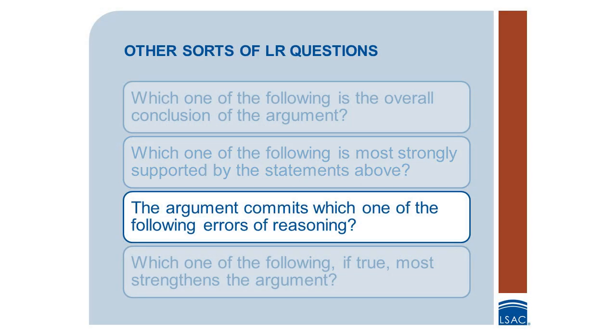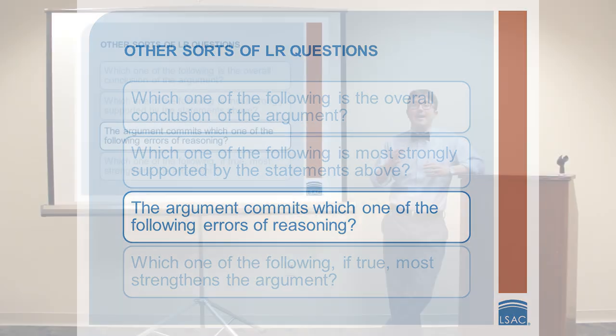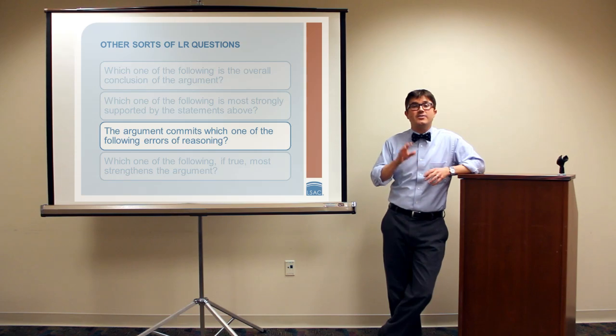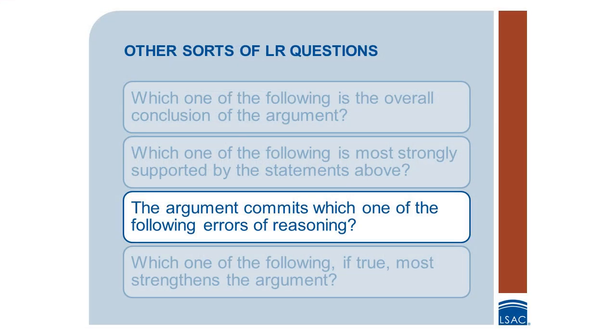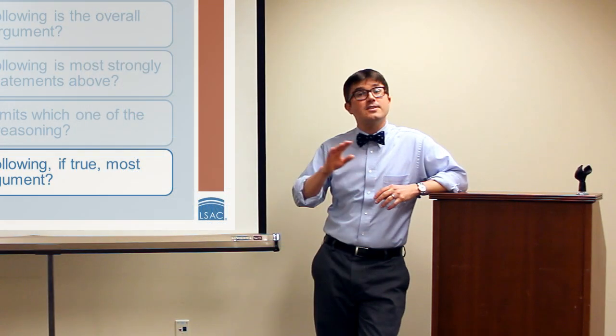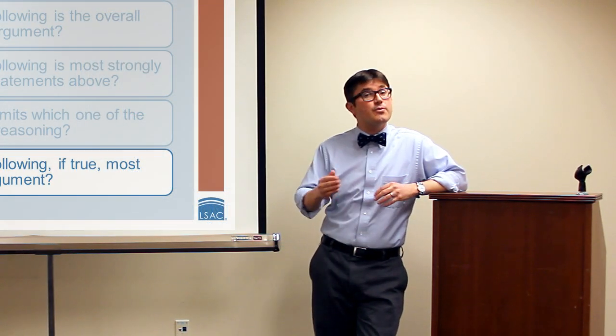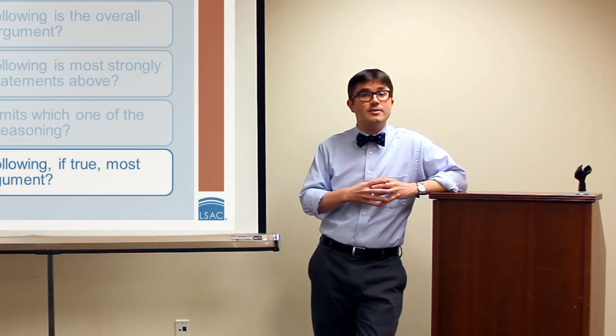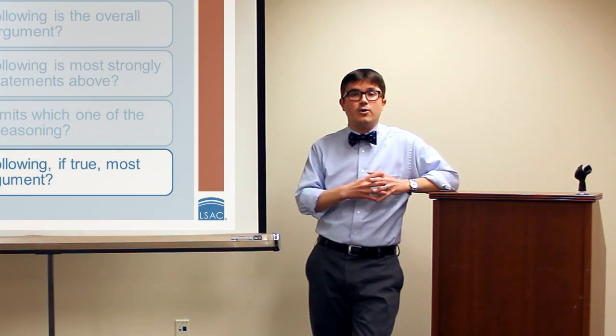The argument commits which one of the following errors of reasoning? Another important example. Sometimes we will intentionally give you a bad argument, a flawed argument, and ask you to identify the flaw. Finally, which one of the following, if true, most strengthens the argument? And of course we could ask, which one of the following most weakens the argument? Again, this is not intended as a complete list. As you review the free prep tests online, you'll discover a number of other types of LR questions that we commonly ask.